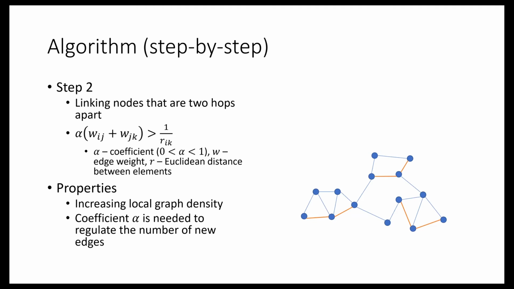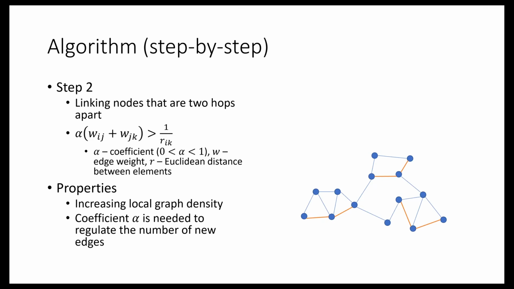The next step is linking nodes that are two hops apart from each other. So we have the following inequality with alpha coefficients. And if this inequality holds true, we put additional edges in the graph. So this step is needed just to densify the graph a bit and make it a bit more connected. It helps to detect the communities in such a graph in the next step.